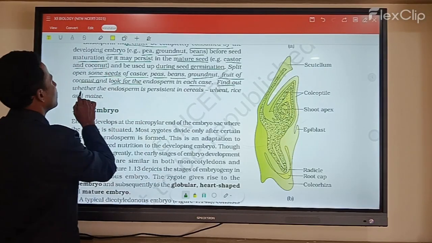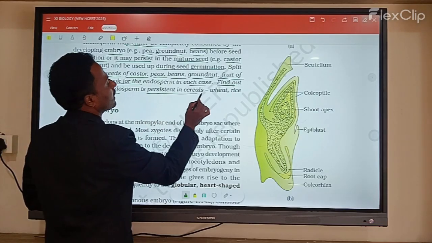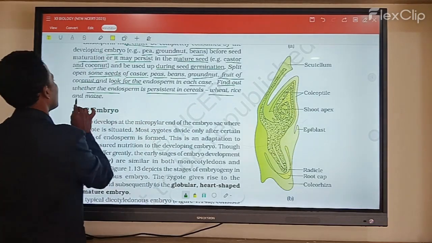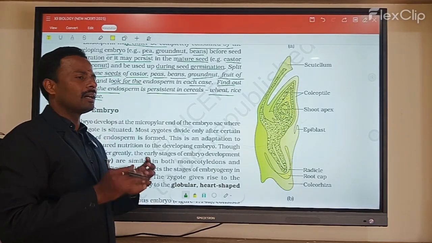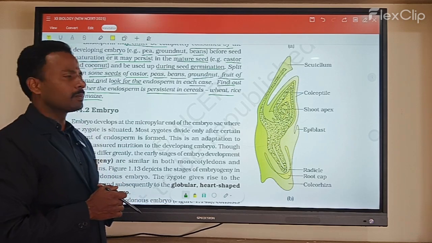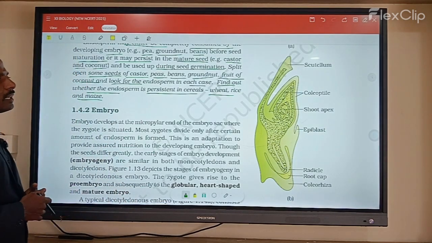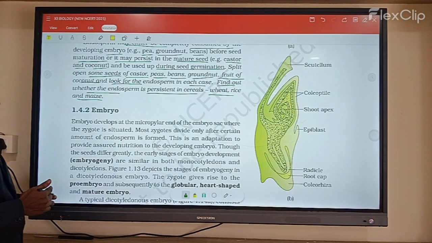The endosperm persists in cereals: wheat, rice and maize. In these seeds the endosperm persists because the seed coat and the endosperm are completely fused in rice, wheat and maize seeds.